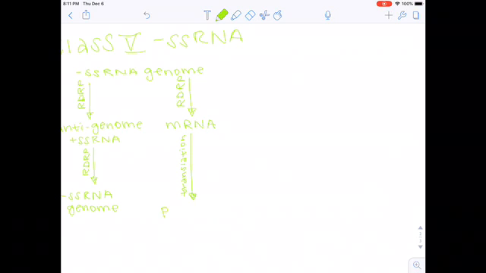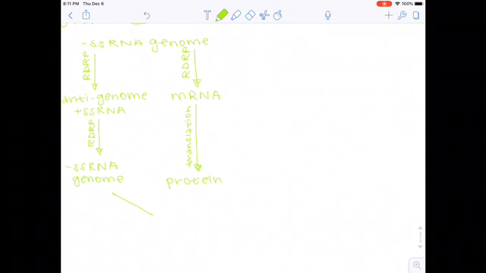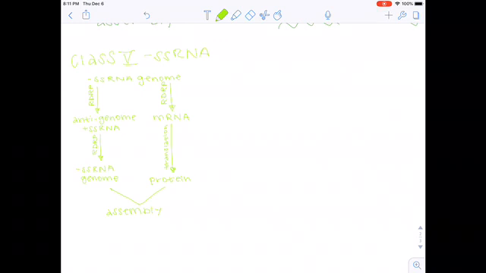And it is translated into proteins, of course, to make the capsid. And then finally, these two things are put together in assembly. All right. So like we said before, just to highlight a few things that are important, these are not infectious. They have to carry RDRP. So not infectious.